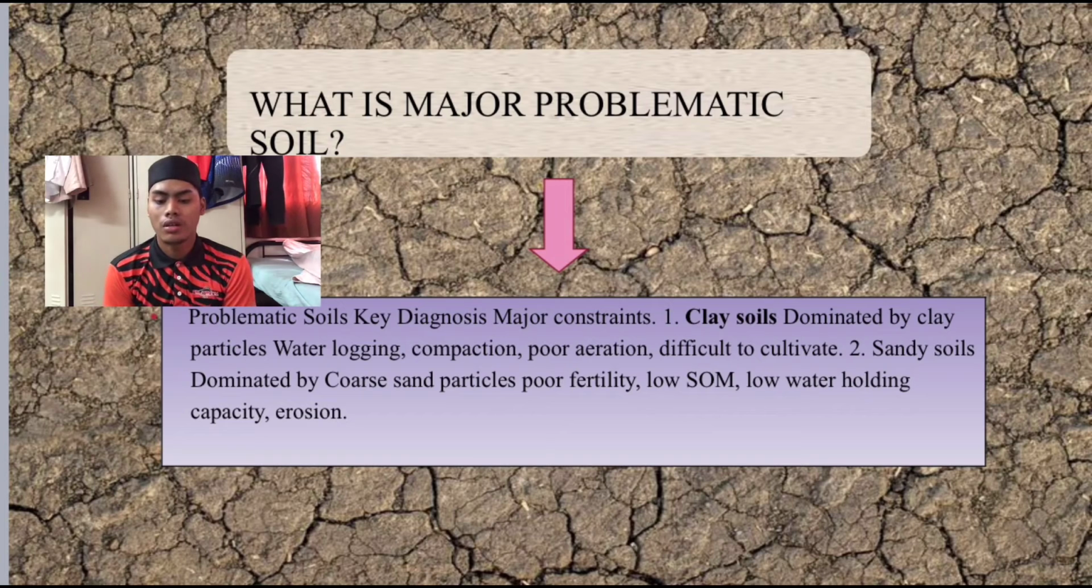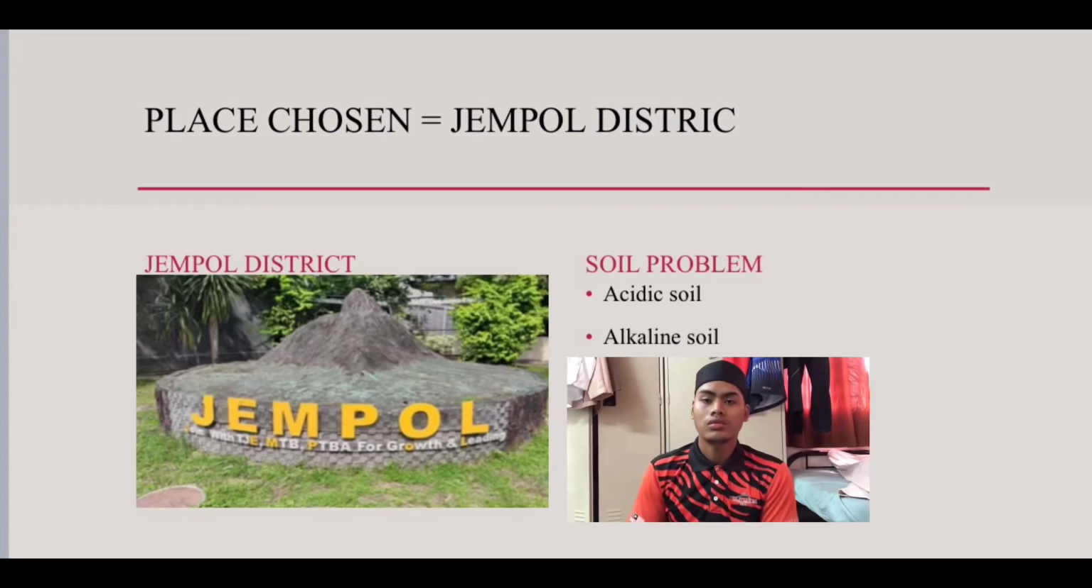Problematic soil has key distinctions. First is clay soils, dominated by clay particles: waterlogging, compaction, poor aeration and difficult to cultivate. Second is sandy soil, dominated by coarse sand particles: poor fertility, low organic matter and low water holding capacity, also erosion.